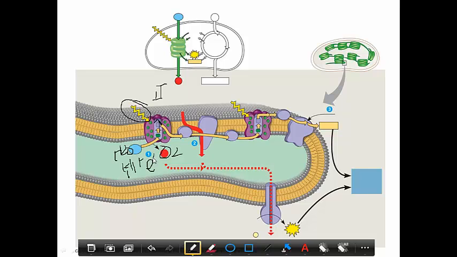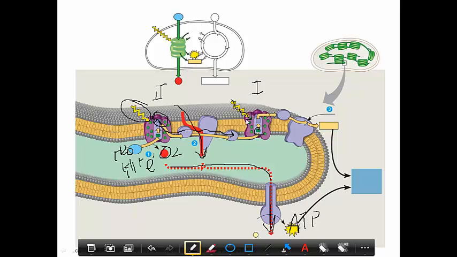The electron up here that got boosted to a higher energy level gets passed down the electron transport chain. Okay, in the process, we pump hydrogen ions into this area. It's called the thylakoid space. And then they will flow out through our ATP synthase to make ATP. In the meantime, that little electron has traveled along and now resupplies photosystem 1 with electrons.